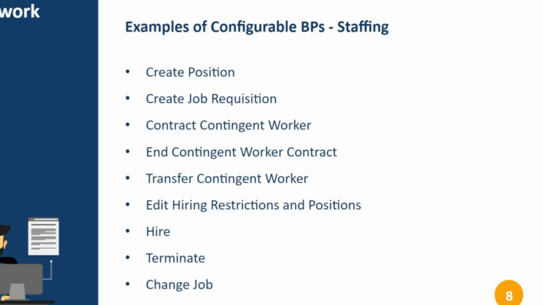Here are some examples of commonly used configurable business processes in Workday. For staffing, create position, create job requisition, contract contingent worker, end contingent worker contract, transfer contingent worker, edit hiring restrictions and positions, hire, terminate, change job.